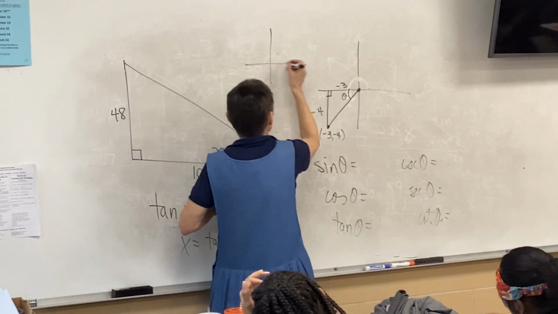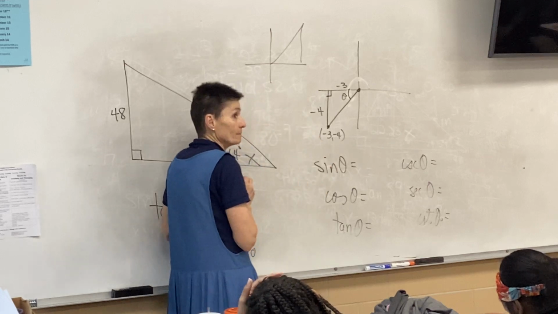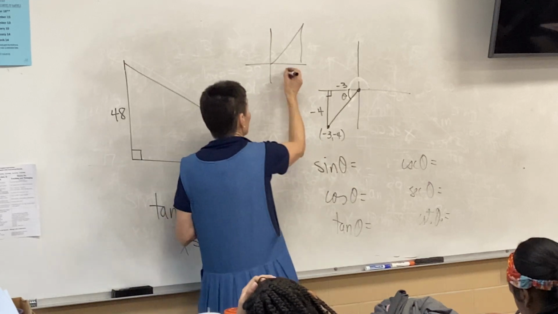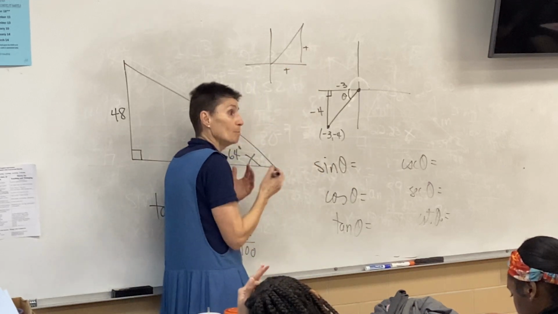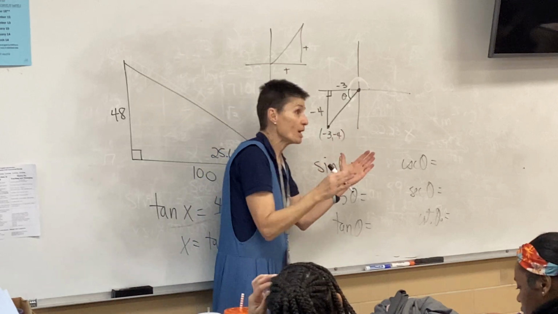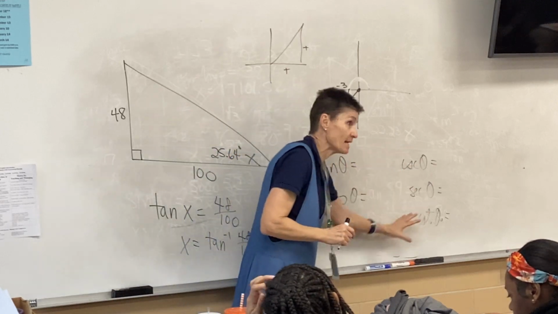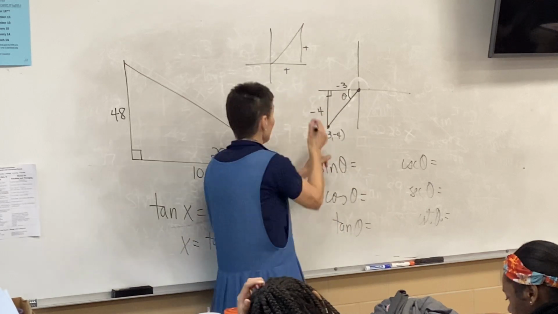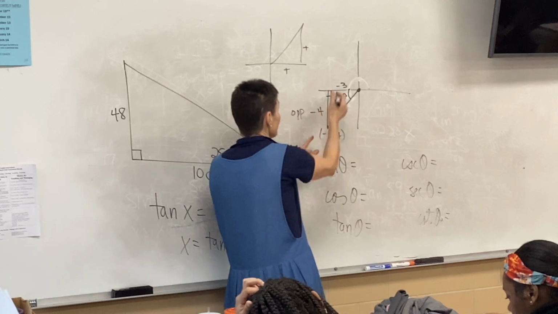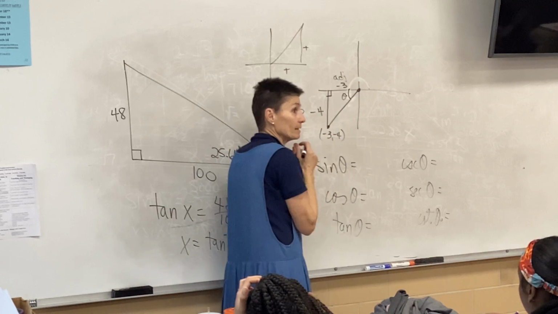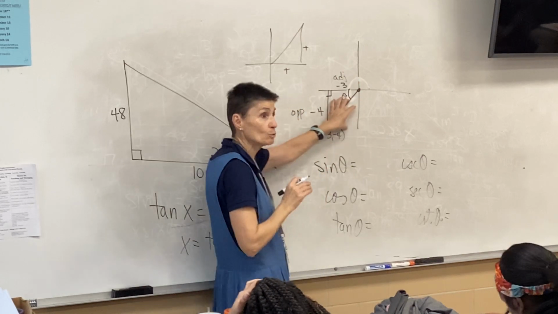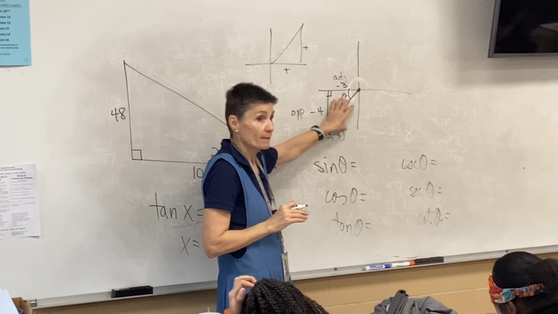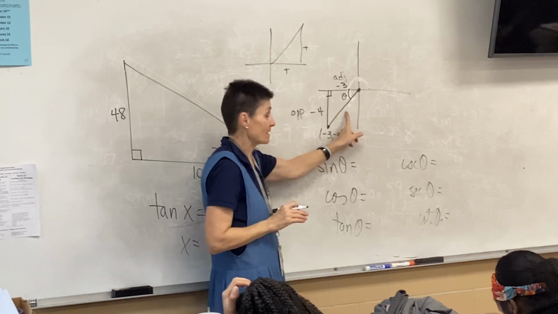Now, this is no different than what we did the other day, except every one we did the other day was in quadrant 1. And in quadrant 1, everything was positive. Nothing has changed now, except some of these answers are going to be negative, because opposite is negative and adjacent is negative for a triangle in quadrant 3. Right? Now, what's missing?